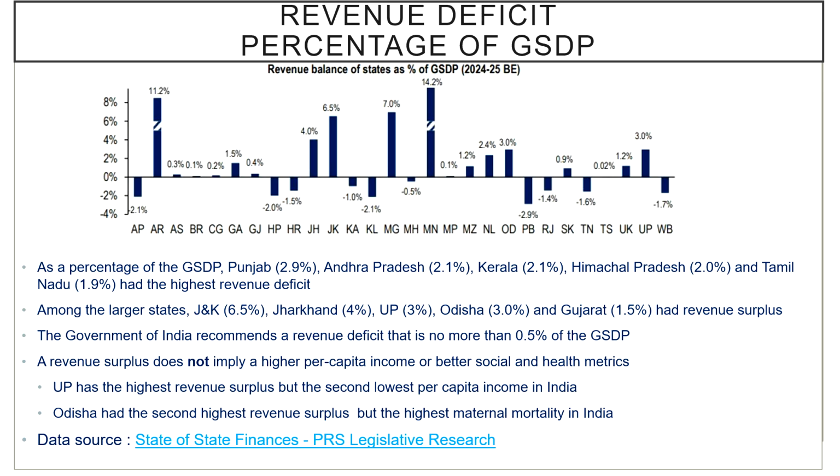A revenue surplus does not imply a higher per capita income or better social and health metrics. UP has the highest revenue surplus but the second lowest per capita income in India. Odisha had the second highest revenue surplus but the highest maternal mortality in India.